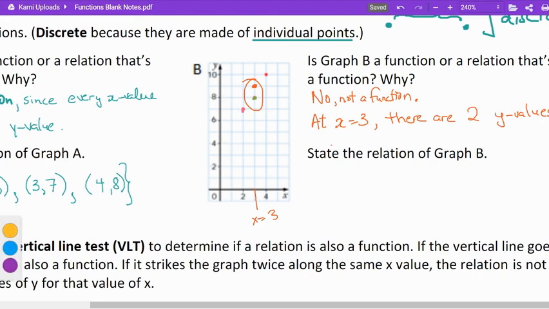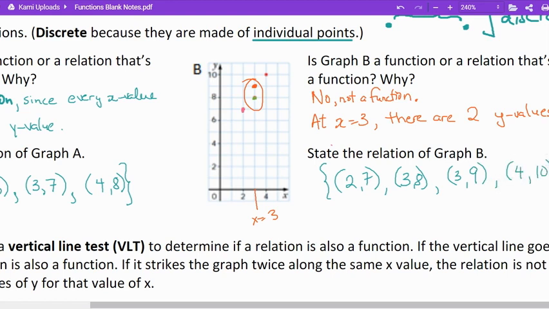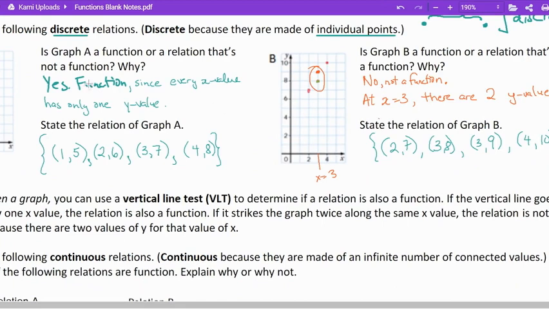Okay, now we're asked to state the relation. So once again, we state the relation within curly brackets. And here we just list the points. 2 and 7, x is 3, y is 8. Again, x is 3, now y is 9. And lastly, x is 4, y is 10. Okay, so another discrete function. As we can see, there are breaks between these points. So in one case, we had a relation that is a function. And in example B, we had a relation that was not a function.